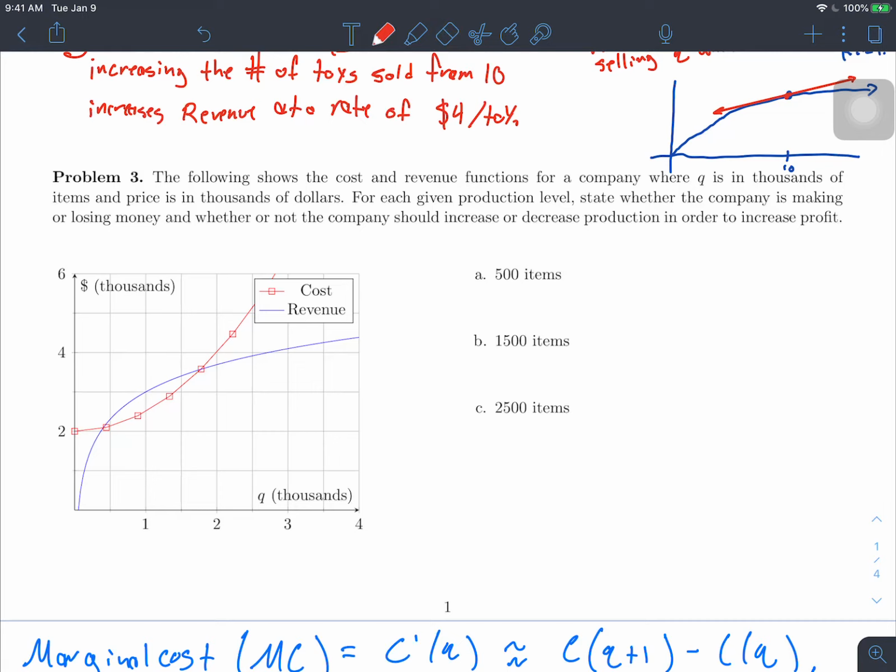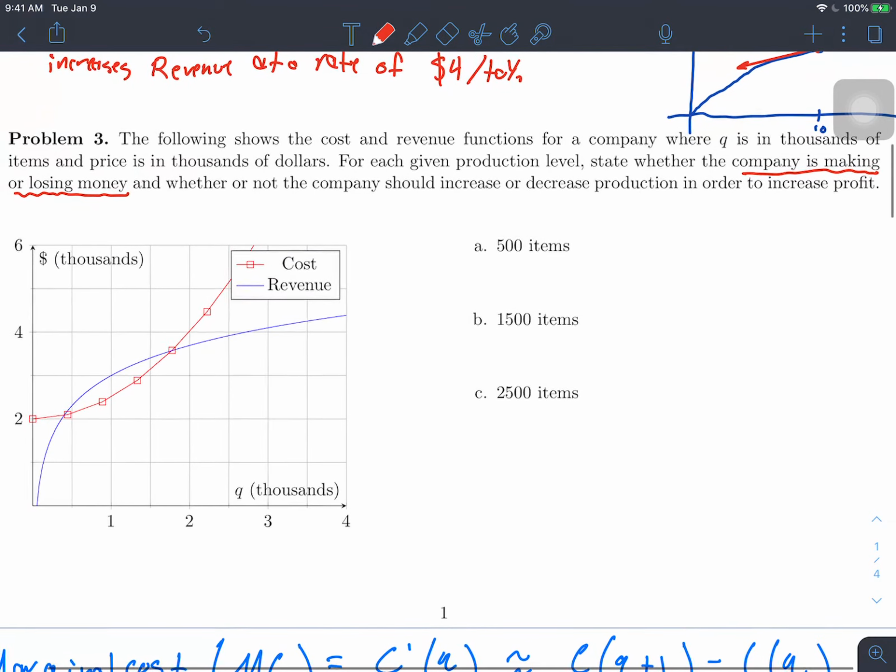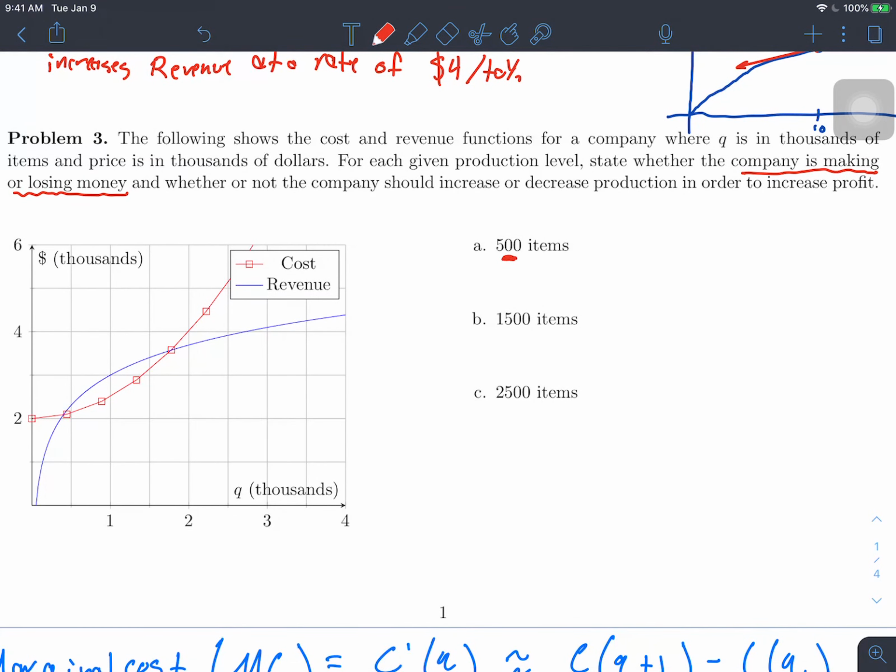All right, so for each production level, state whether the company is making or losing money and whether or not the company should increase or decrease production in order to increase profit. Let's start by answering the question, is the company making or losing money, for each of these 3 points. So, part A, 500 items.